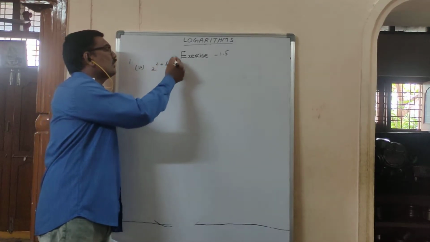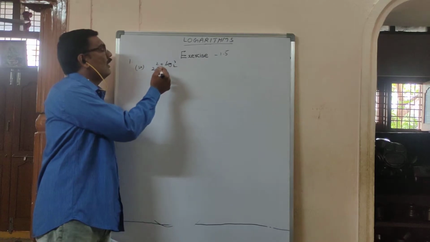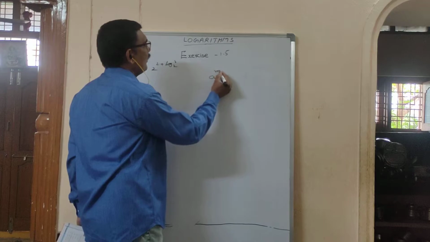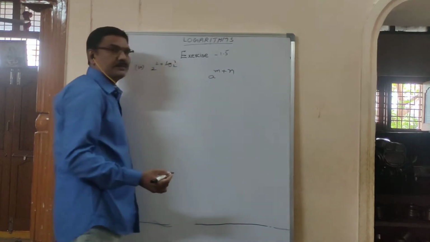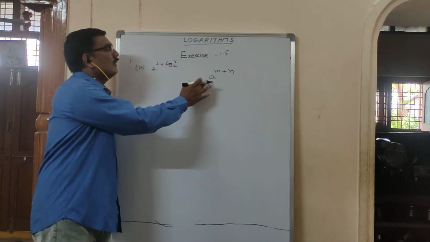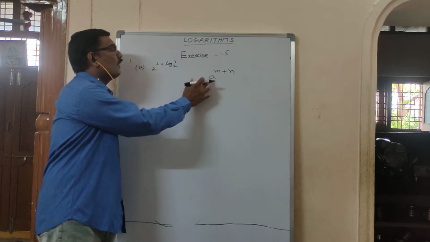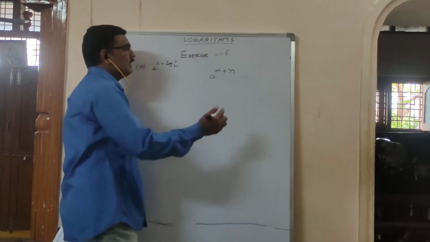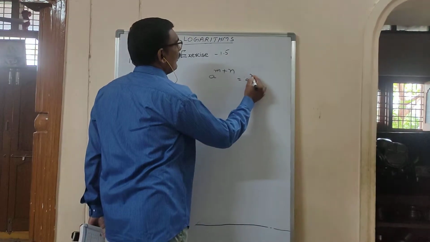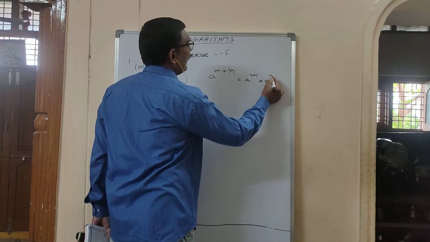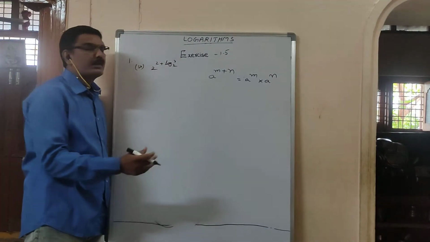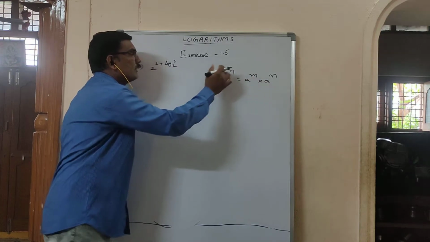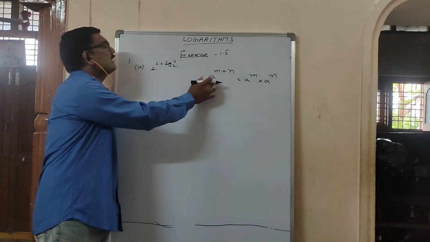By seeing this question, we have to get a formula like a to the power of m plus n. If anyone asks what is the formula for a to the power of m plus n, it means a to the power of m into a to the power of n. These two bases are equal, and if you are multiplying, powers must be added. It is a 6th class problem.